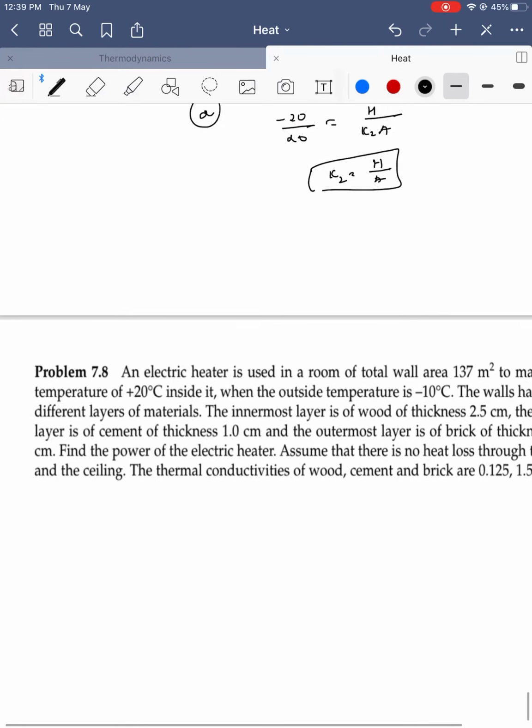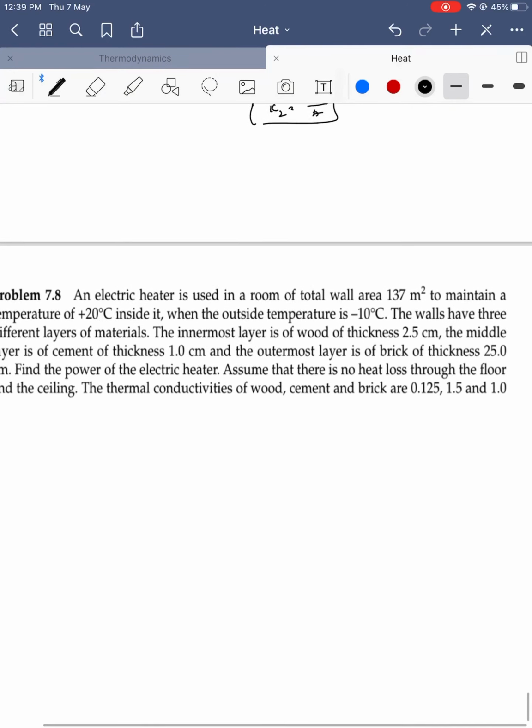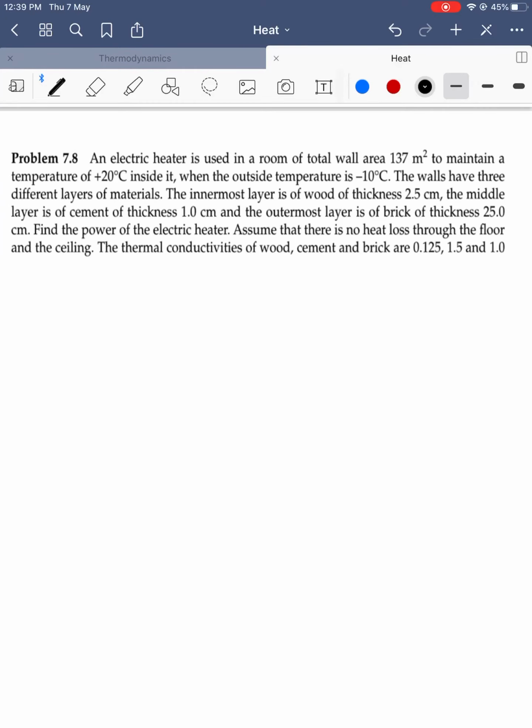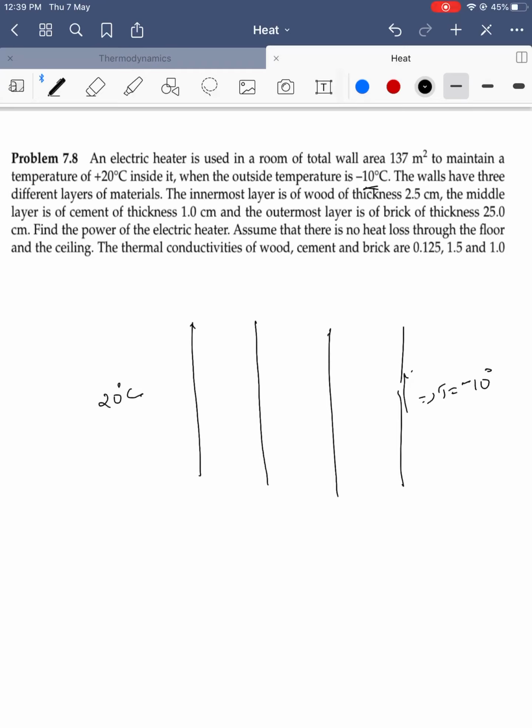And there are many questions. Read this question. Basically, there is a room, and inside the room the temperature is 20 degrees Celsius, and there are 3 layers, 1, 2, 3. Outside the third layer the temperature is minus 10 degrees Celsius, if I am not wrong. Yes, minus 10 degrees Celsius. You just read the question, and after reading, listen to the explanation I am giving. So here 3 layers are there: first one, second one, third one.